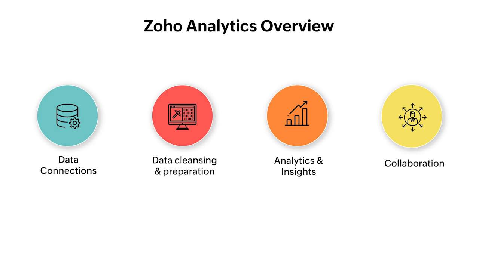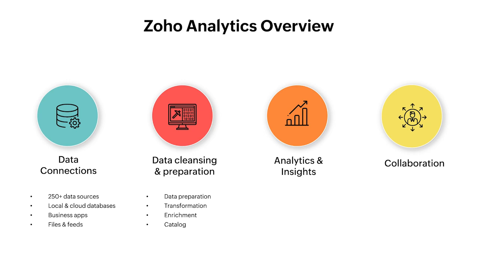So the first and foremost would be data connections. Businesses have data in different places. It can be files and feeds, cloud storages, business applications, and so on. Zoho Analytics supports more than 250 different data sources, which allows you to consolidate everything in one place for advanced analytics. Once you consolidate the data, you get into the next layer, where you prepare your data.